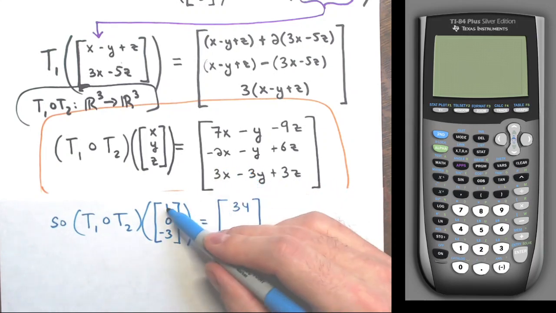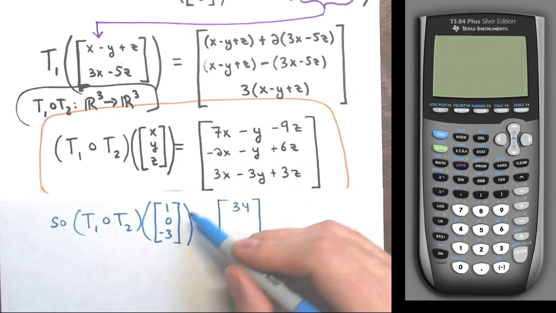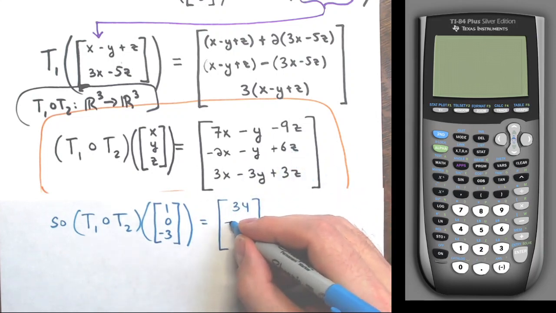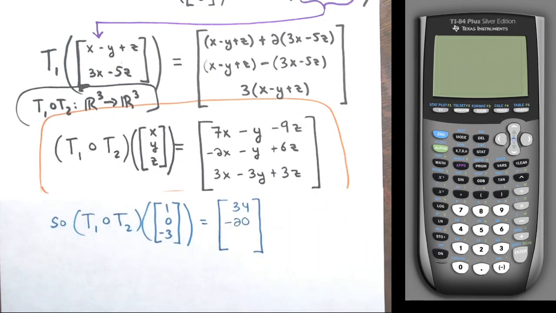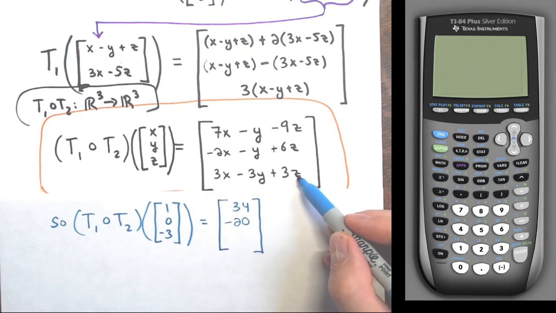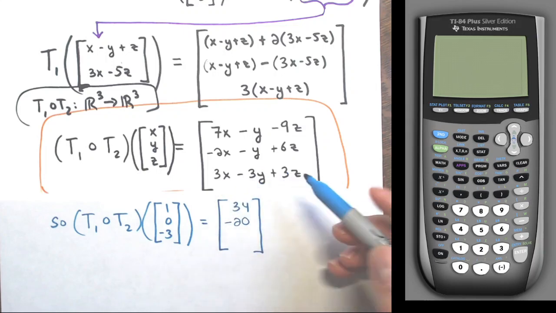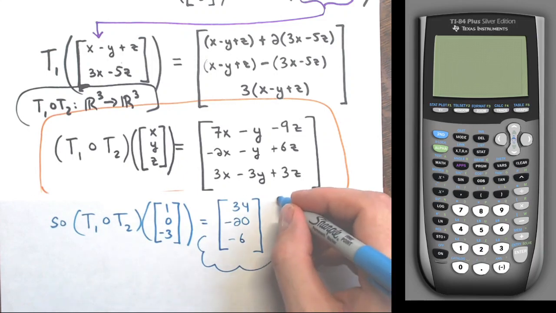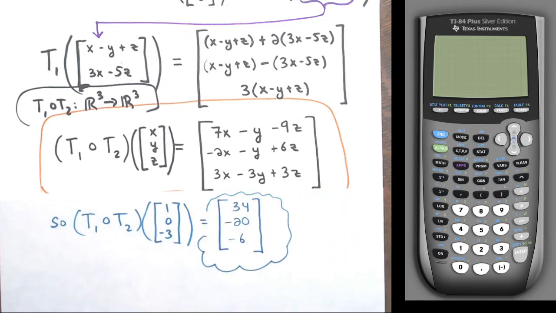Then -2 times 1, -2. 6 times -3 is -18. -2 and -18 combined make -20 for the second component. And then the third component, 3 times 1, 3. Then 3 times -3 is -9. 3 and -9 combined make -6. So here we go. This is the image of the vector 1, 0, -3 under this composite transformation T1 composed with T2. So that was method 1.